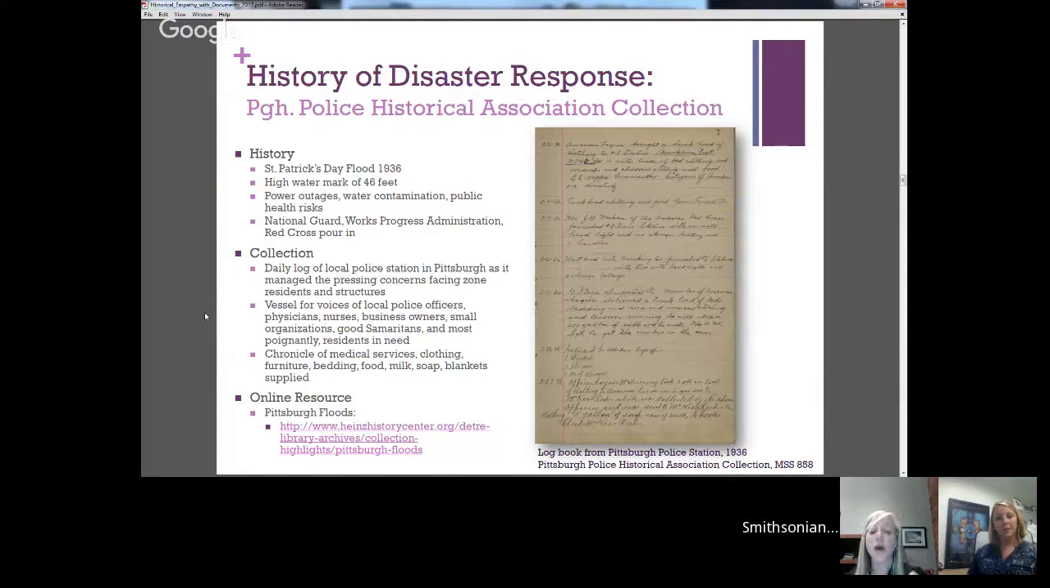We see as well that the station itself is turned into a kind of temporary hospital where folks can receive and become inoculated against typhoid. And you also see a number of messages that come in from the city and the state that the police are in charge of really distributing to the people within their jurisdiction.